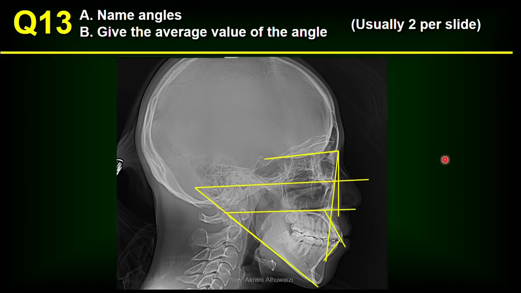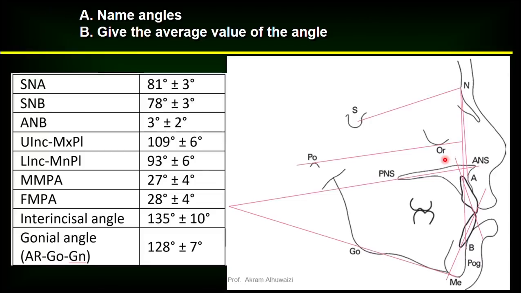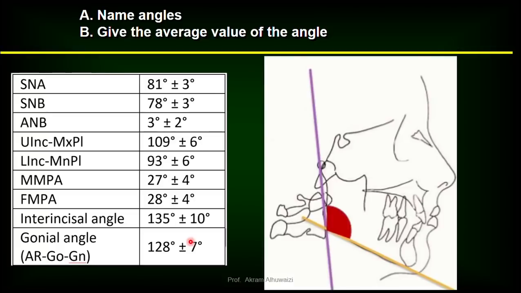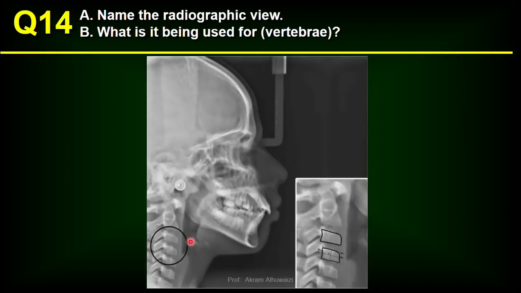Name the angles and give the average values, usually also 2 per slide. And this is a summary of the various angles with their normal variation also noted down. This is also the gonial angle. Now name the radiographic view and what it's being used for. This is a cephalometric radiograph, and it's being used to assess the skeletal age.